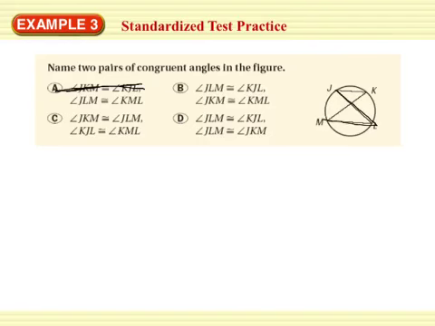B. JLM and KJL. That was that inscribed angle and that inscribed angle. So that doesn't work. So we're eliminating B. Let's try C. JKM and JLM. That was that arc. KJL and KML. It's that arc. I think we have a winner.